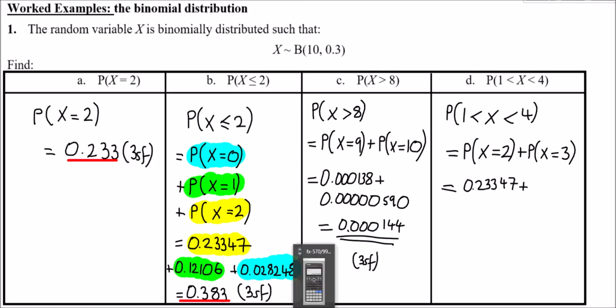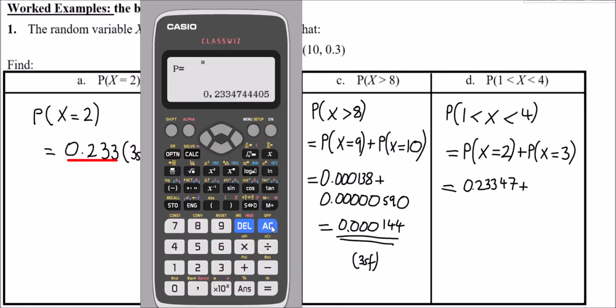Then switch it to a 3, so press AC, change x from a 2 to a 3, press equals, and equals again to calculate. We get 0.26683.